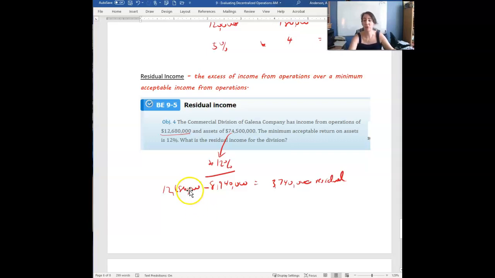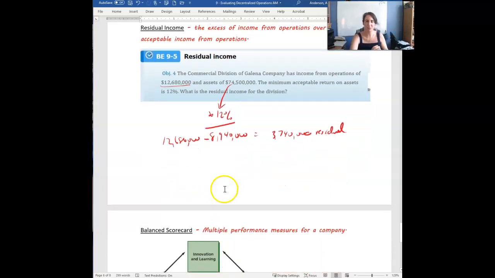Okay, well, at least you hear my words, even if my handwriting is almost impossible to read. Okay, so that's the concept of residual income.